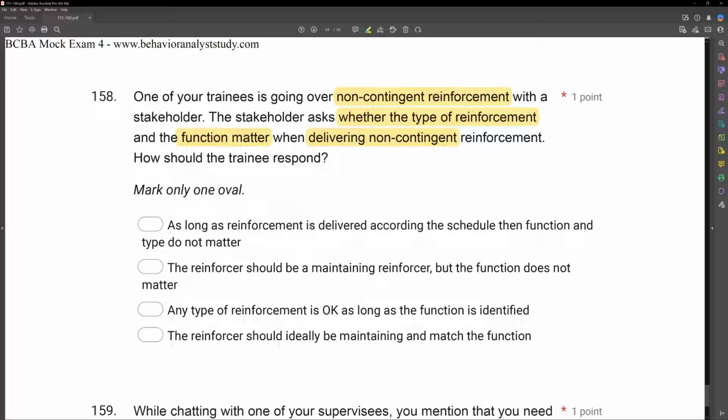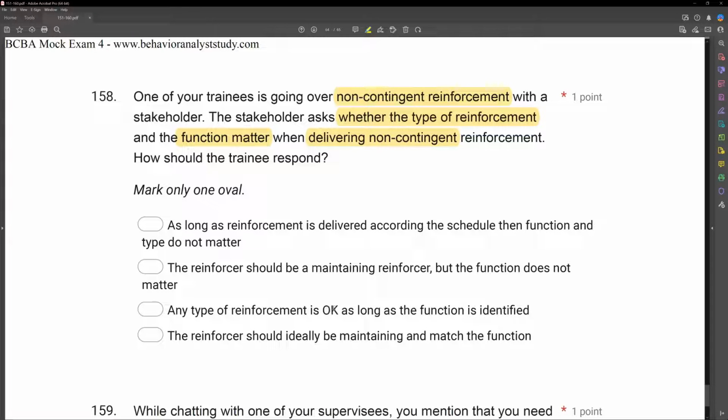We still need to know the function of that behavior, and we still need to reinforce, hopefully based on that behavior or that function. B, the reinforcer should be a maintaining reinforcer, but the function does not matter. Well, we're getting closer. A reinforcer should be some type of maintaining reinforcer, because if we're delivering a reinforcer non-contingently, but it has no effect on behavior, it's not even a reinforcer, right? It's not going to act and not going to change anything, okay?